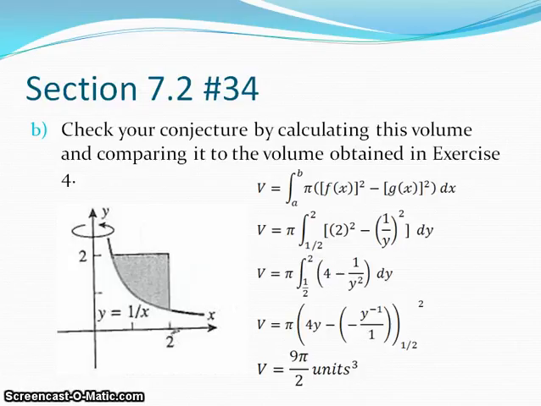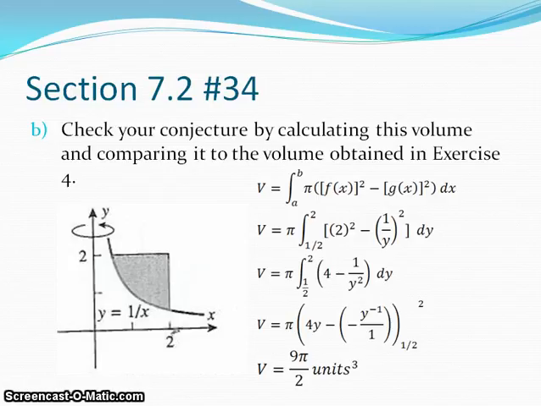You get y equals 2, which is the top function, and x equals 1 over y, which is the bottom function, by interchanging the y and x in the function. And 1/2 is the bottom bound and 2 is the top bound. And you square those functions out, so you get volume equals pi times the integral from 1/2 to 2 of 4 minus 1 over y squared with respect to y.